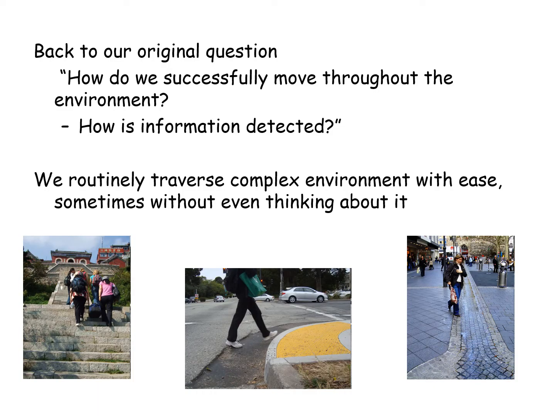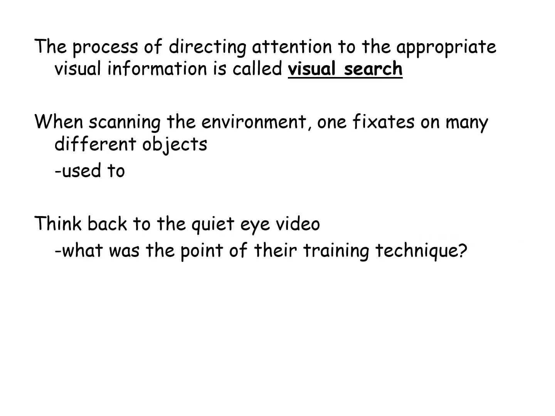So back to our original question. How do we successfully move throughout the environment? As in, how is this information detected? Remember from our variability class, we routinely traverse a very complex environment with hopefully ease, sometimes without even thinking about it. So how is this information detected besides just our vision?